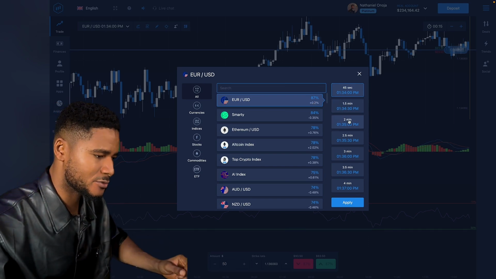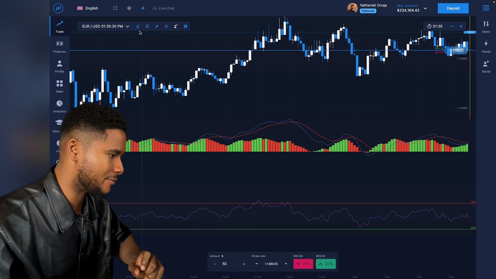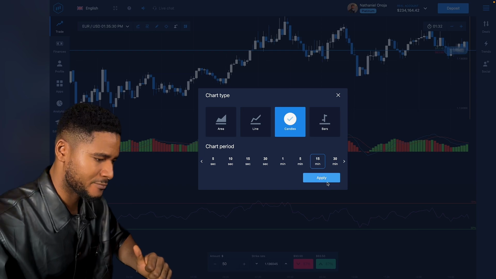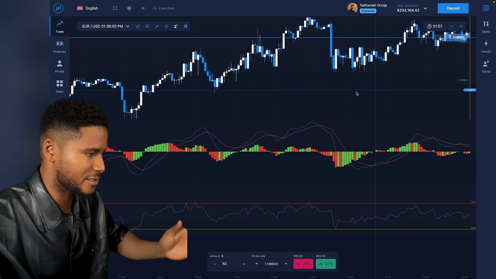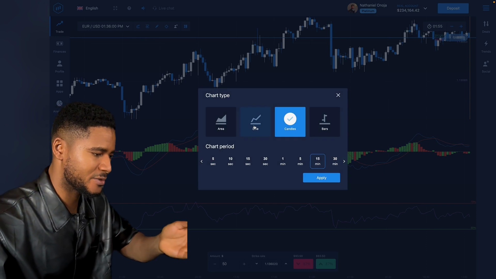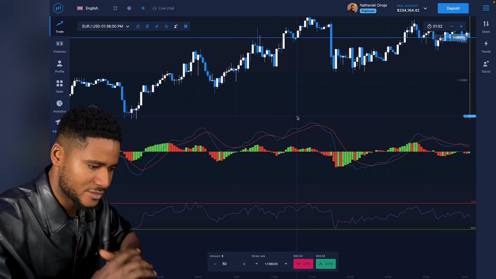So let's make the duration 2 minutes. Let's analyze this together. It's not going to take time. So I would first go to the 15 minutes time frame. Okay. Remember, this is showing candlesticks and not lines. In case yours is showing line, you can change it to candles. Now let's look at it closely.